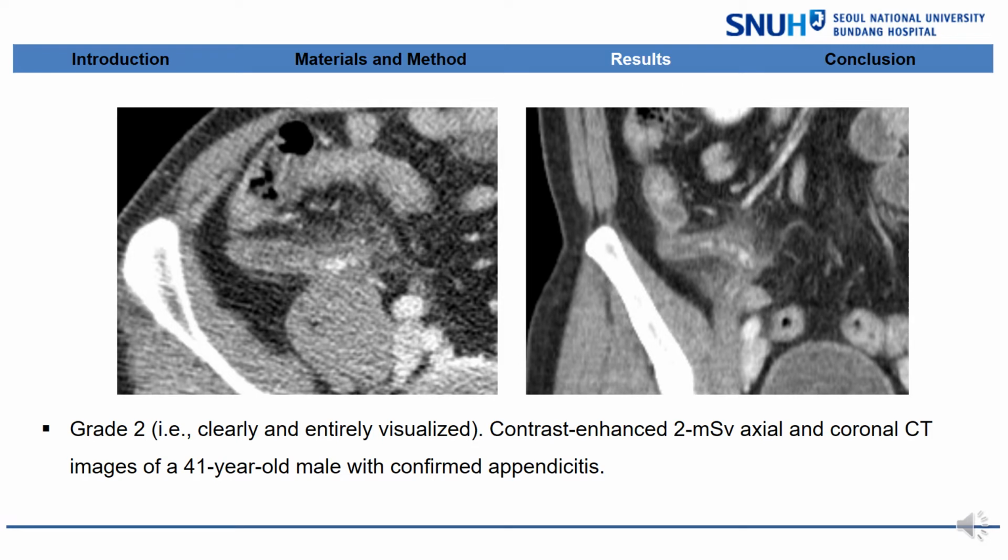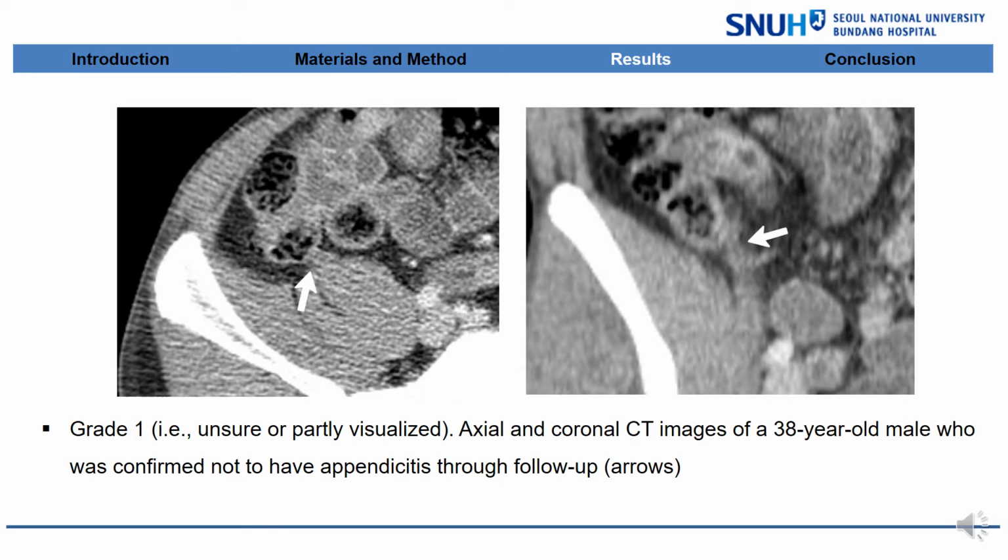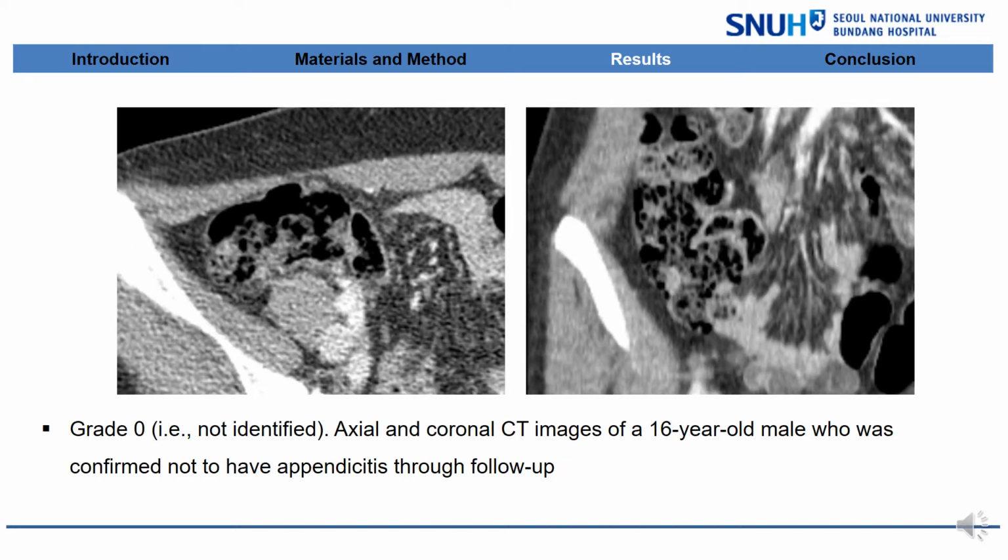Here are some representative images of appendiceal visualization. This picture shows grade 2, a clearly and entirely visualized appendix, grade 1, an unsure or partially visualized appendix, and grade 0, where the appendix is not identified.